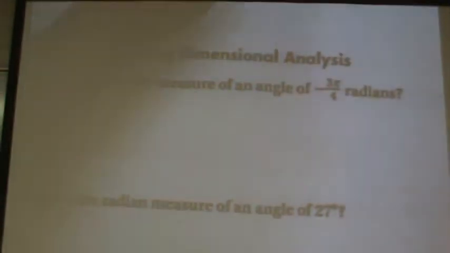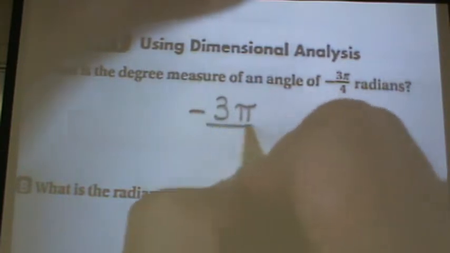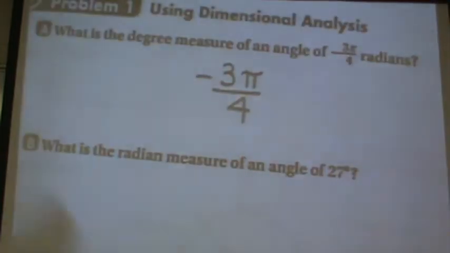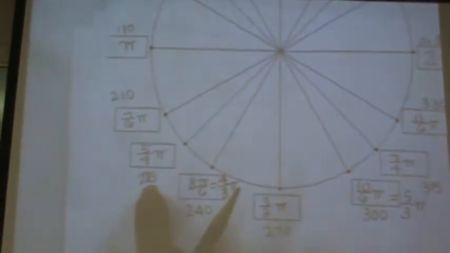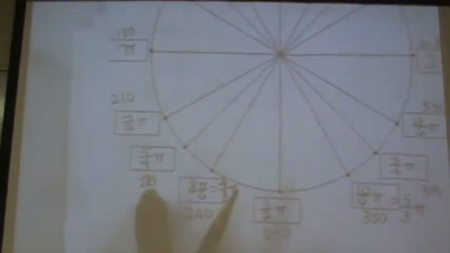Using dimensional analysis, if I give you negative 3 pi over 4, do you see the bubble there? No, it's radians. If I want to convert this to degrees, I want to know, where is negative 3/4 pi? I could take my cheat sheet right here, but we're not going to do it this way. Negative 3/4 pi is right here. It's negative 135 degrees or 225 degrees.